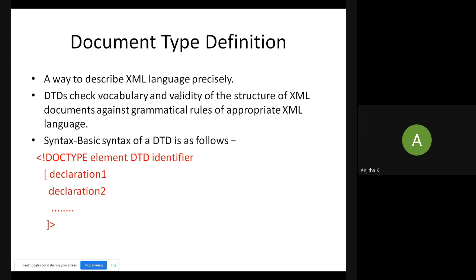Okay, it checks for the vocabulary and validity of the XML document against some rules. So the syntax is: document type, element, DTD identifier, then declarations. This is the syntax for document type definition. DTD is similar to schema, and we can see the difference between DTD and schema.